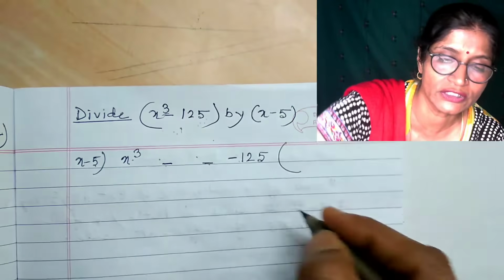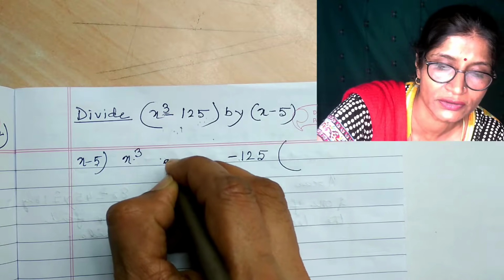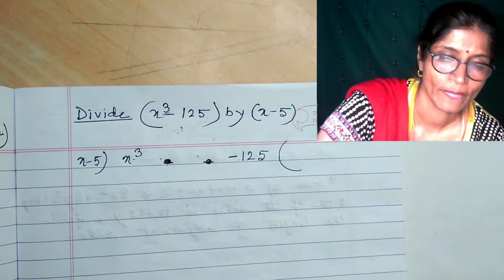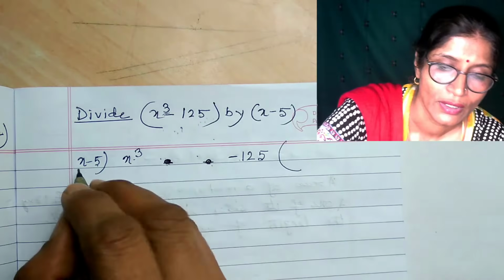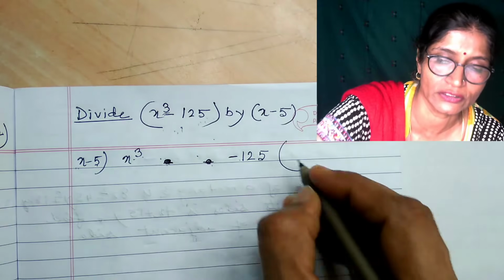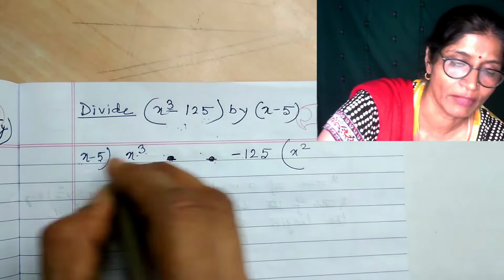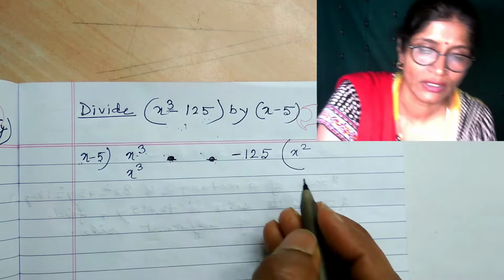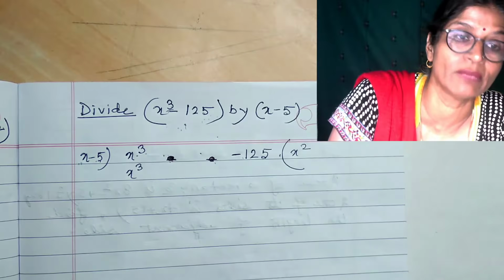This is the space I left. This is nothing. A little bit of space I will leave. You don't have to mark it 0. Now x cube divided by x is x square. So it will be x square. Multiply both the terms with the x square. So it is x cube. Now see, minus 5 into x square is minus 5x square.